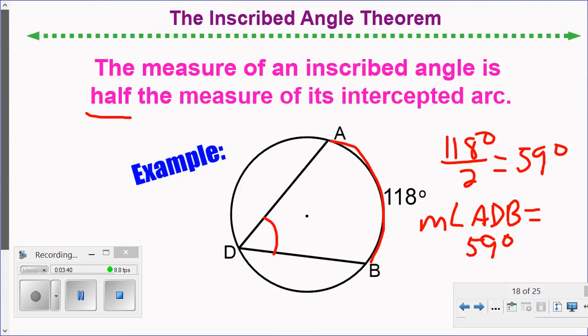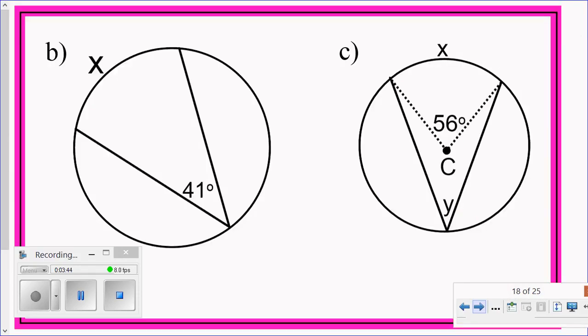So let's take a look at the next couple examples. If I see the inscribed angle and I want the intercepted arc, so now remember we know the angle and we want the arc, rather than the last one where we knew the arc and wanted the angle. 41 degrees, the angle there is an inscribed angle, so I'm going to double that, of course, to get the intercepted arc, and when I double 41, I of course am getting 82 degrees.